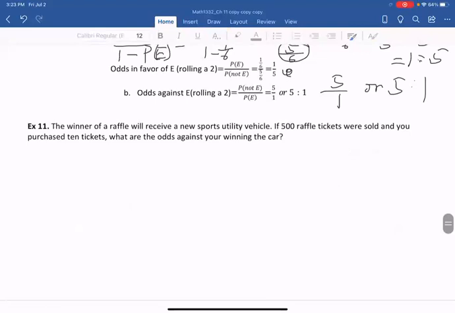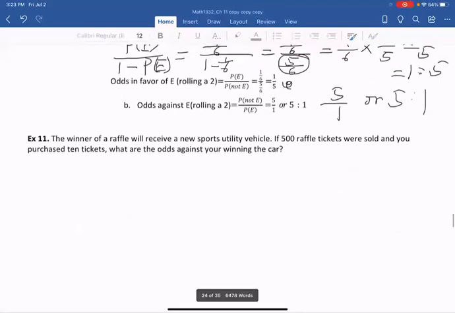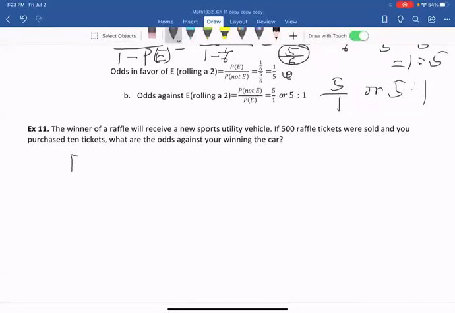Next, example 11. The winner of a raffle will receive a new sports utility vehicle. If 500 raffle tickets were sold and you purchased 10 tickets, what are the odds against you winning a car? So the P of E, the probability of you winning the car, equals, because you bought 10 tickets and the sample space is 500, 10 over 500.